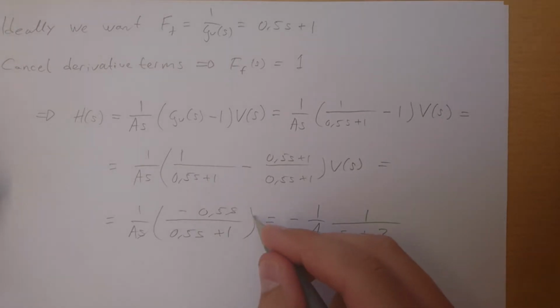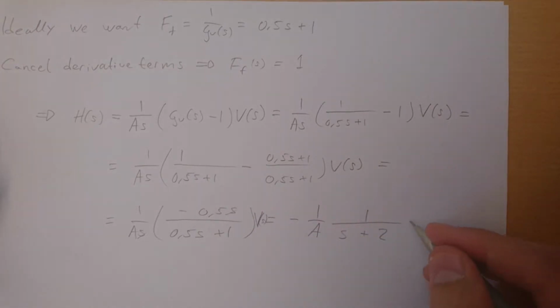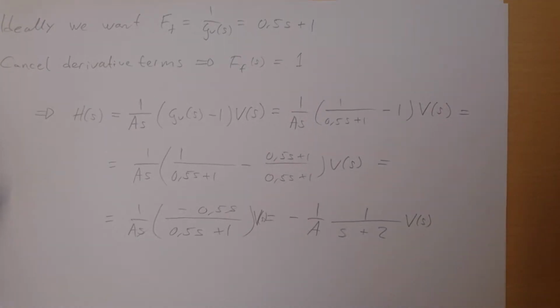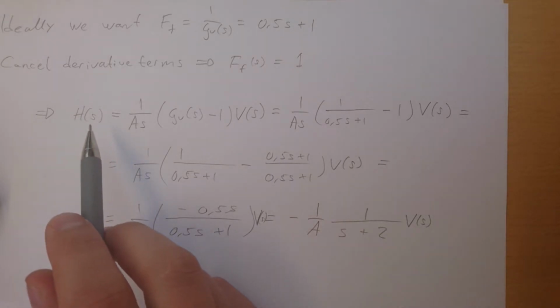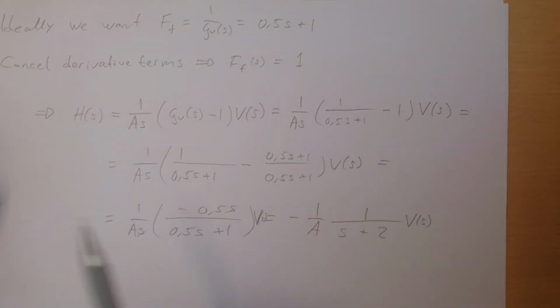By the way, I forgot to include the v of s terms here. And now the task was to determine h of s, or h of t in the time domain rather, when the outflow v of s was a step function with amplitude 0.1. So what does that mean? Well, that means that we have in the Laplace domain a function that is 0.1 on s, since 1 on s is the Laplace transform of a step, and the amplitude was supposed to be 0.1.